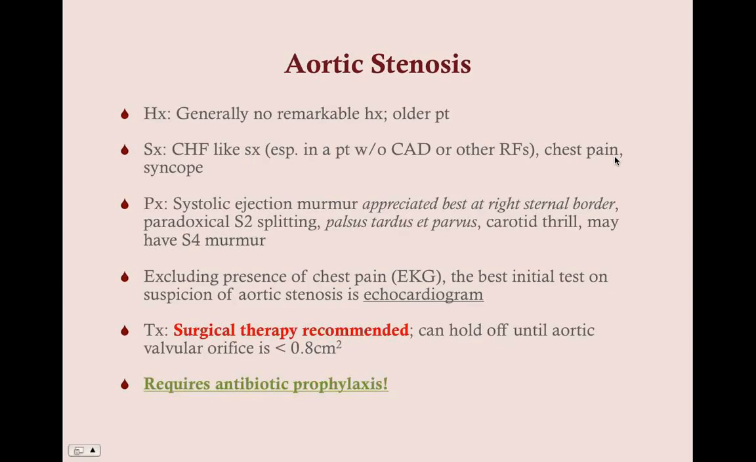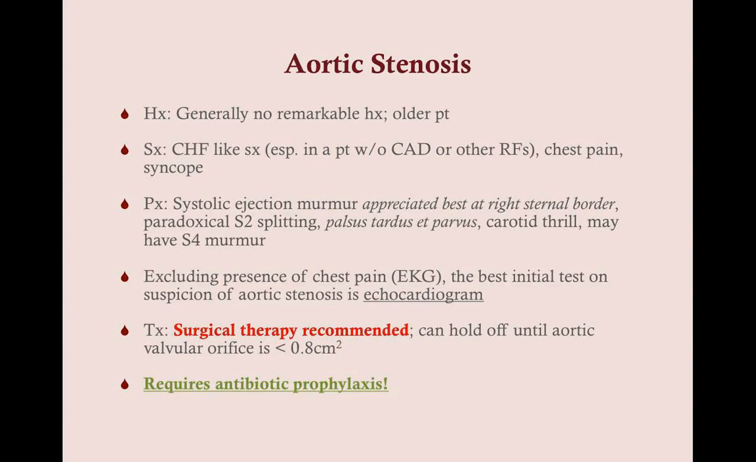So history of patients with aortic stenosis, generally there's not going to be any remarkable history. It'll almost always be an older patient, and they'll have CHF-like symptoms, but they may have also chest pain or syncope. So on physical exam, you'll hear the systolic ejection murmur, particularly your crescendo-decrescendo murmur. Paradoxical S2 splitting is very unique to aortic stenosis.